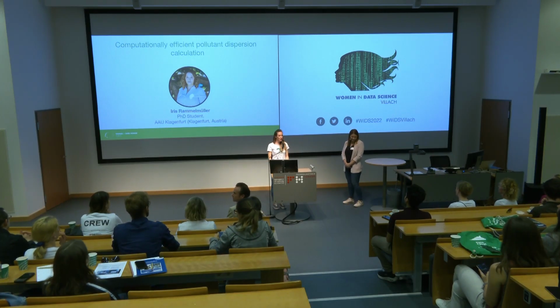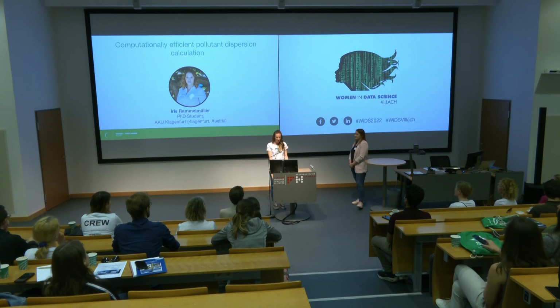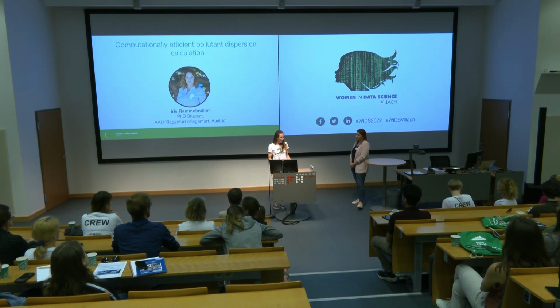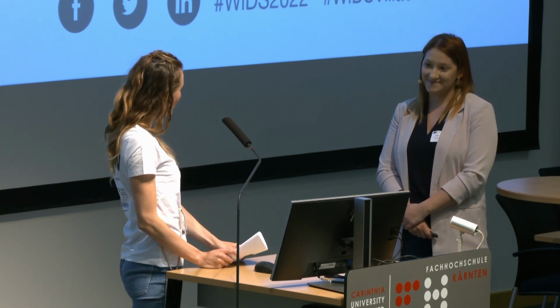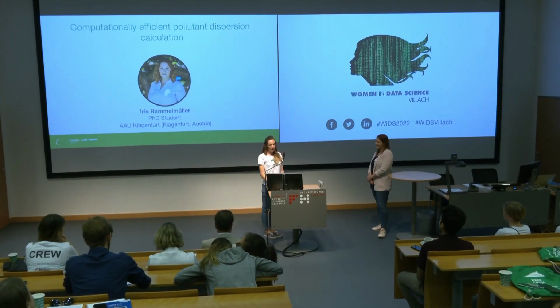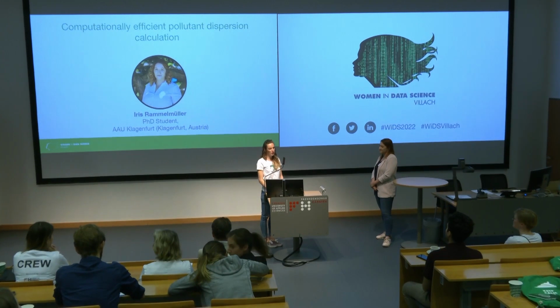So Iris is a PhD student at the Alpen University in Klagenfurt. She also holds a bachelor's degree of mathematical science and a master's from the University of Salzburg. And she told us before that she's highly interested in multi-perspective research that combines different mathematical subdisciplines. And today she's going to tell us a bit how she follows this interest within her PhD work. Her talk will be about computationally efficient pollutant dispersion calculation.